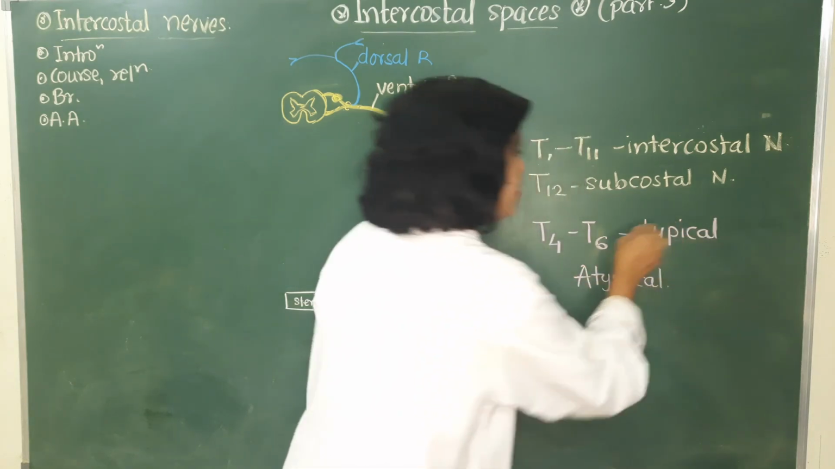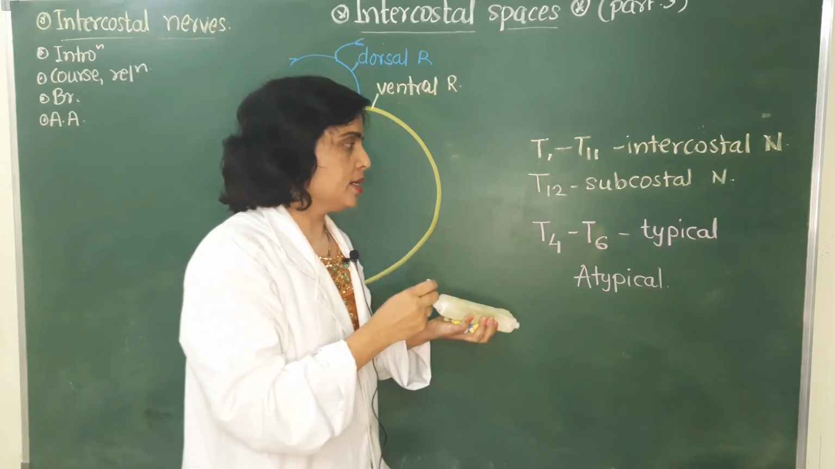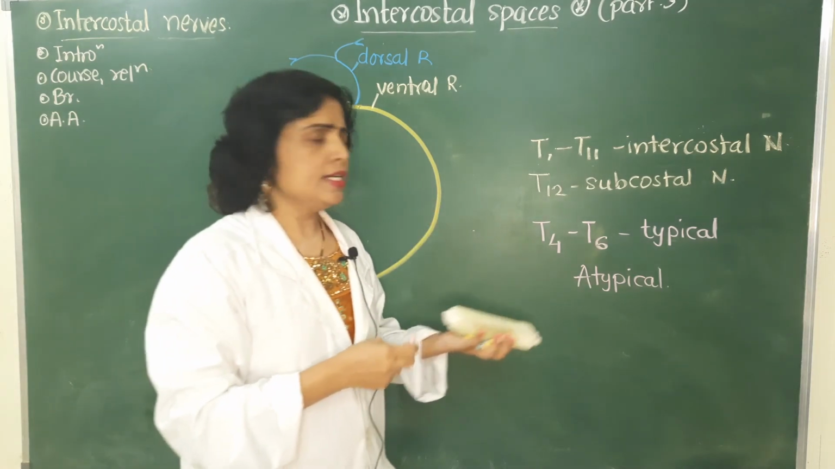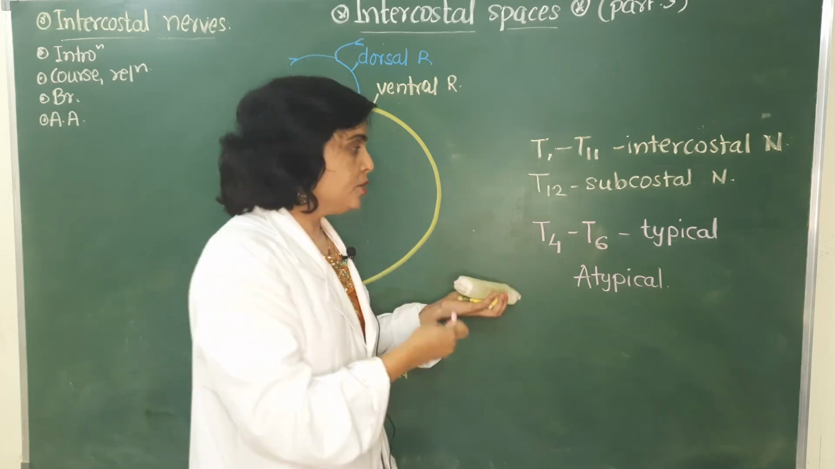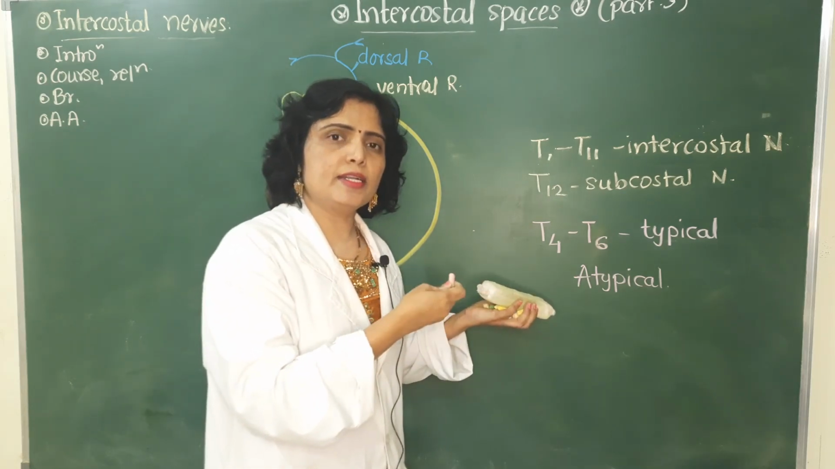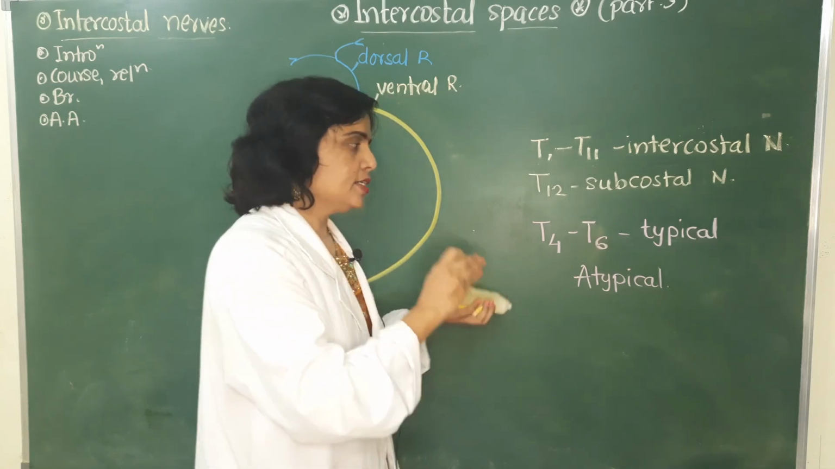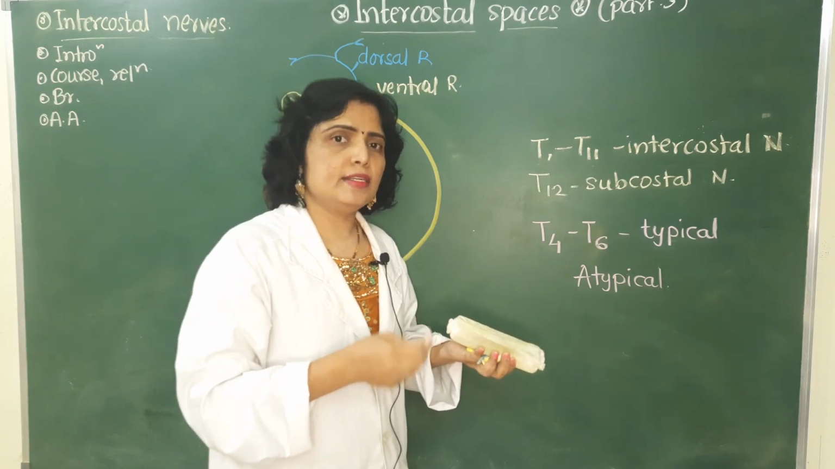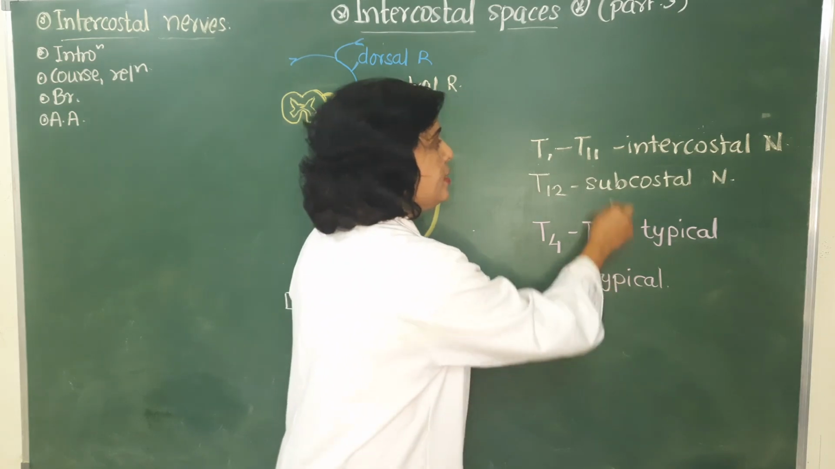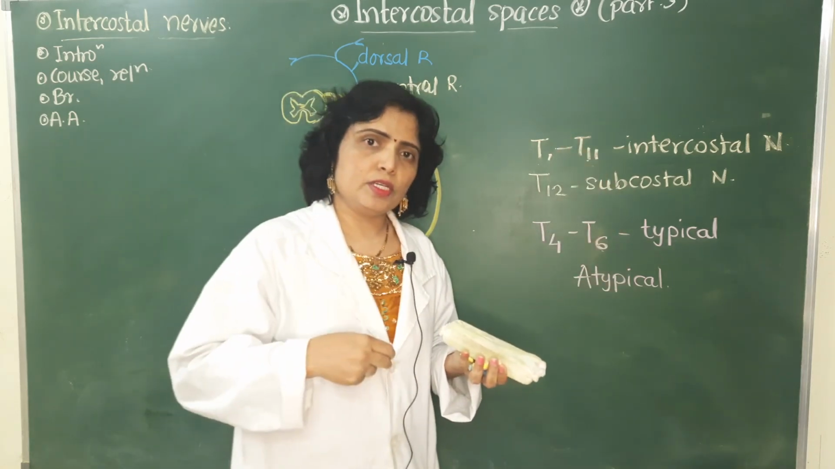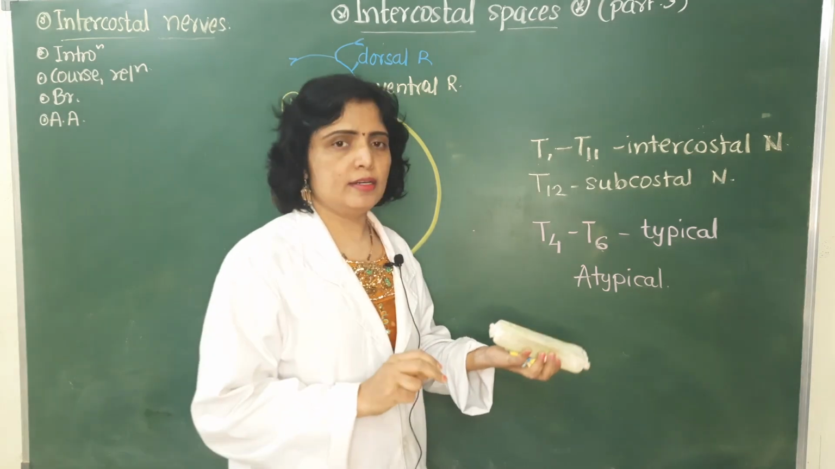The reason is typical intercostal nerves supply only the region of thorax, so they are called typical. Now atypical, we'll see. T1 is atypical. Why? Because it forms the lower trunk of brachial plexus and supplies the upper limb. T2 has a lateral cutaneous branch. It forms the intercostobrachial nerve, which supplies the skin of axilla and medial side of arm. So T2 is also atypical. Like that, occasionally T3 also gives rise to the intercostobrachial nerve. At the same time, T7 to T11 nerves, in addition to the thoracic wall, supply the anterior abdominal wall. So even those nerves are called atypical nerves.